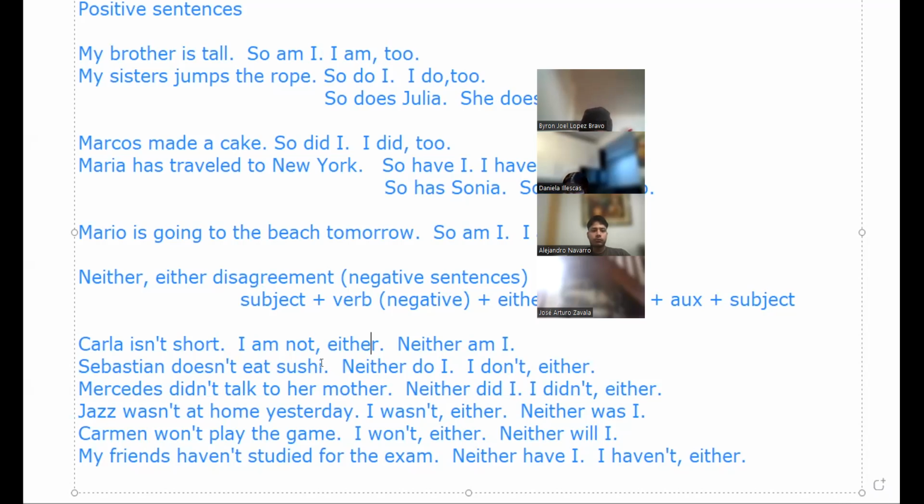Agreement, when you say, I agree with you, you know that. Yeah, I agree with you, estoy de acuerdo, no? Disagreement, no, it's not possible. That is impossible. Disagreement, you don't agree with something. So and too, you use for también, yeah? And neither and either, the meaning is tampoco.